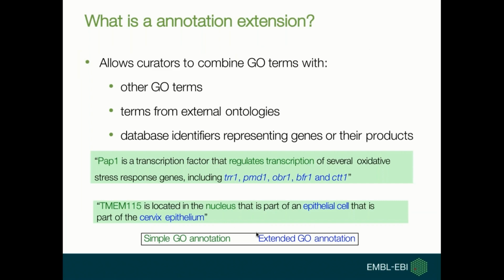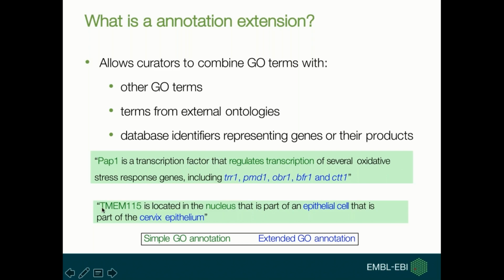Last, there are ways to make a GO annotation more specific, and that's to use the annotation extension. It allows us to combine GO terms with other GO terms, terms from external ontologies like Uberon and ChEBI, as well as database identifiers representing genes or their products. In this case, we use the example of PAP1, a transcription factor that regulates transcription of several oxidative stress response genes. Normally, the simple GO annotation would be PAP1 regulation of transcription. But with annotation extension, we can list the targets that it is responsible for regulating transcription of, as highlighted here in blue.